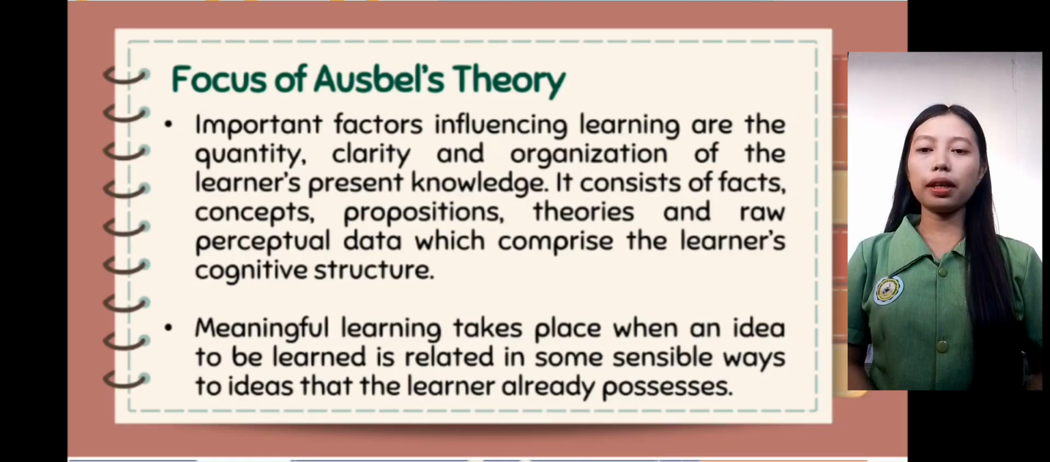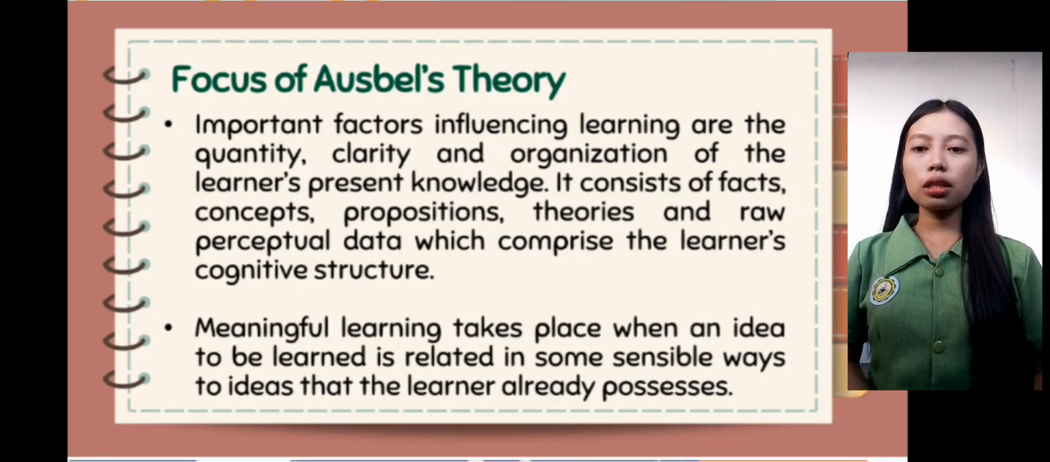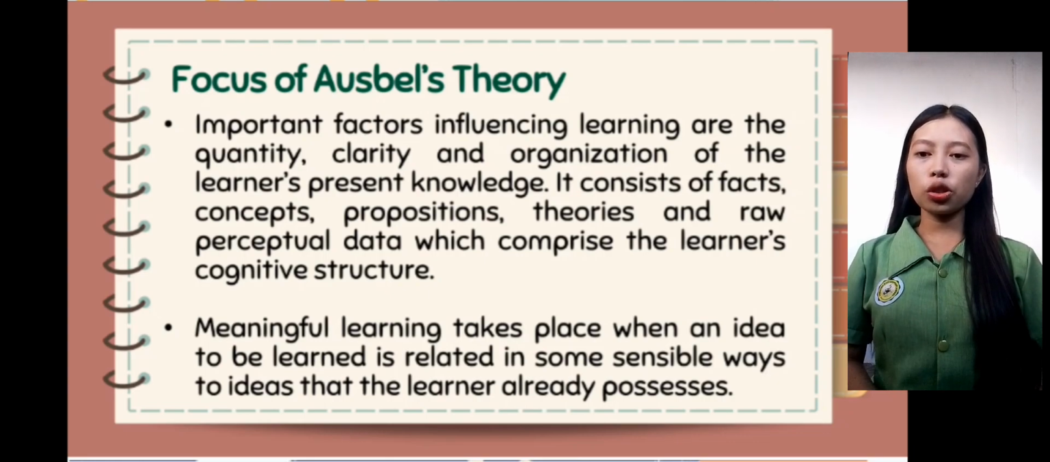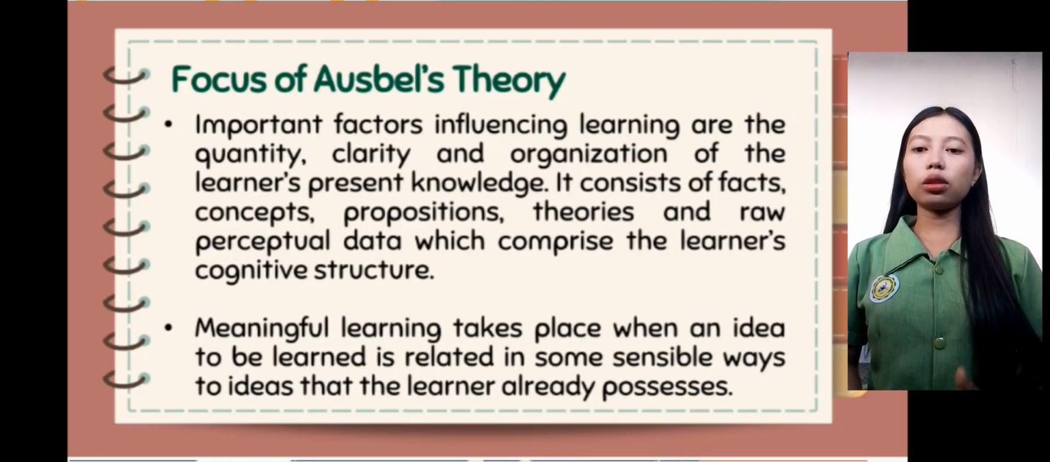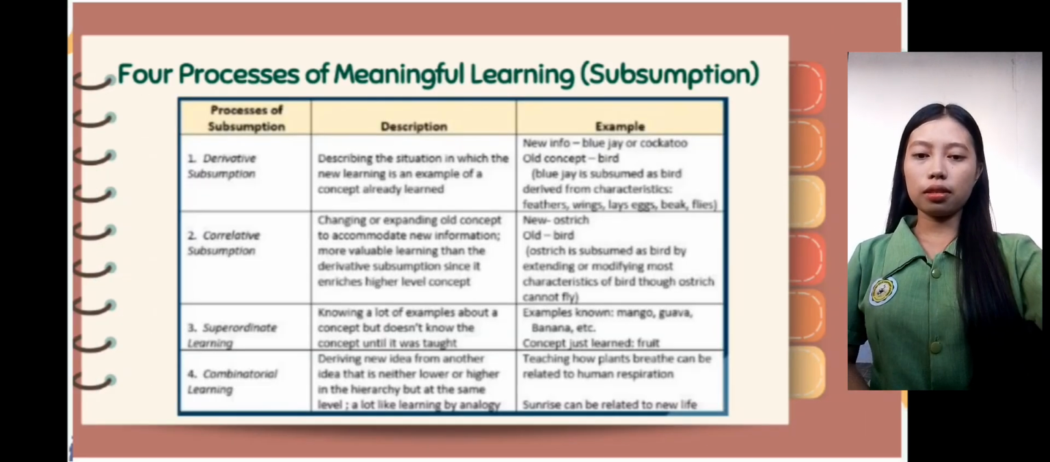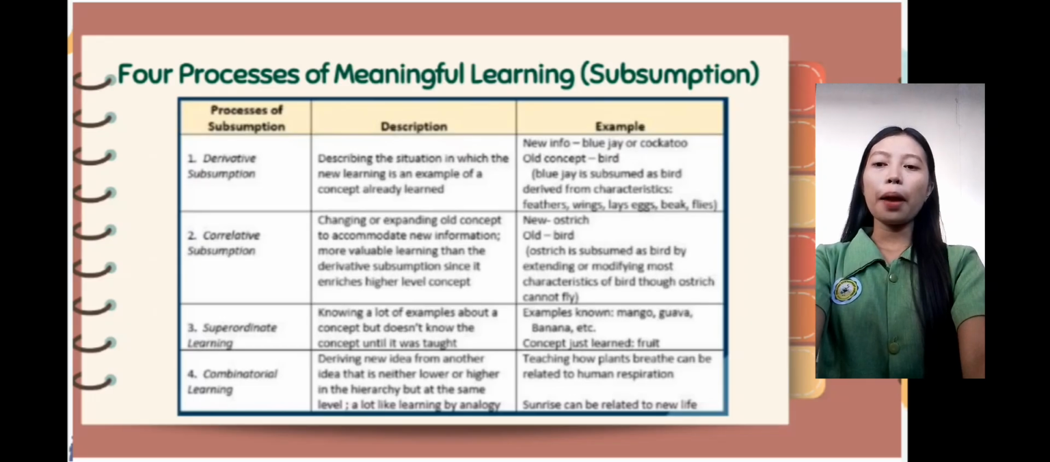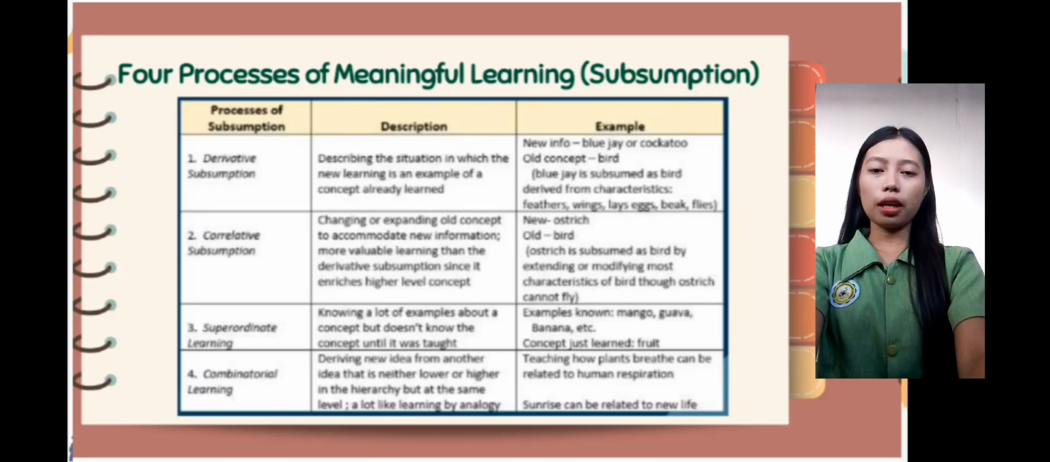The focus of Ausubel's theory: important factors influencing learning are the quantity, clarity, and organization of the learner's present knowledge. It consists of facts, concepts, propositions, theories, and raw perceptual data which comprise the learner's cognitive structure. Meaningful learning takes place when one idea to be learned is related in some sensible way to ideas that the learner already possesses.